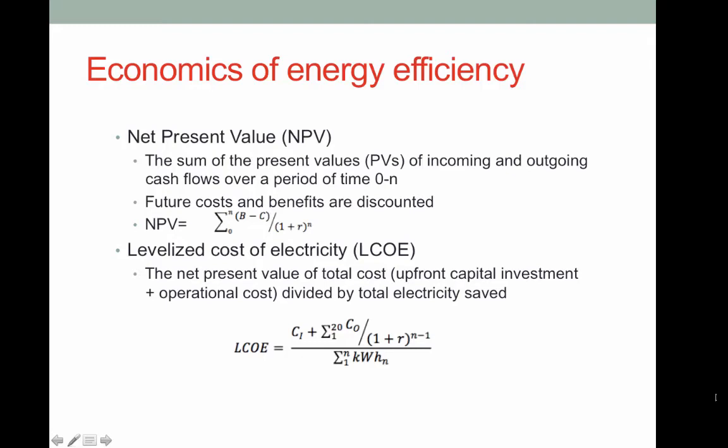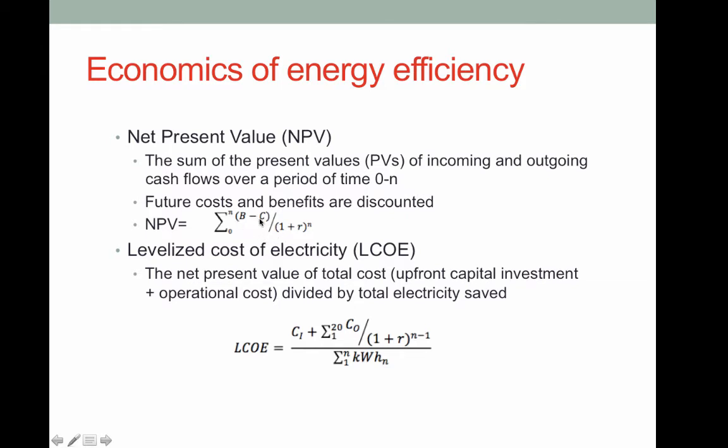The economics of energy efficiency require the calculation of net present value and the levelized cost of electricity. $1 of this year equals more than $1 of next year due to inflation. So we need to calculate the present value of future costs and benefits. The net present value, NPV, is the sum of the present values of incoming and outgoing cash flow over a certain time period. We can use this equation to calculate NPV.